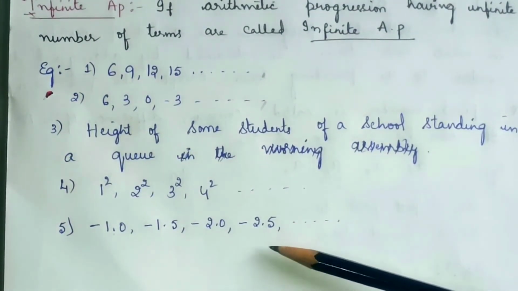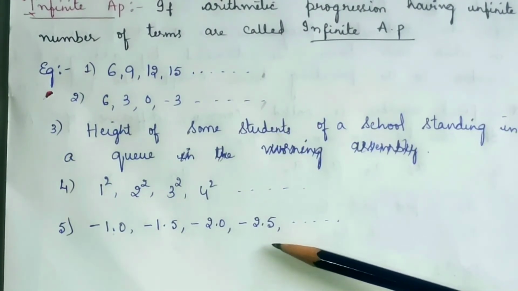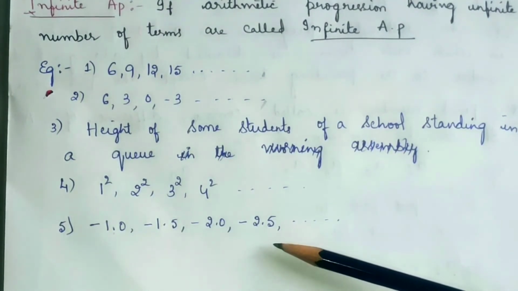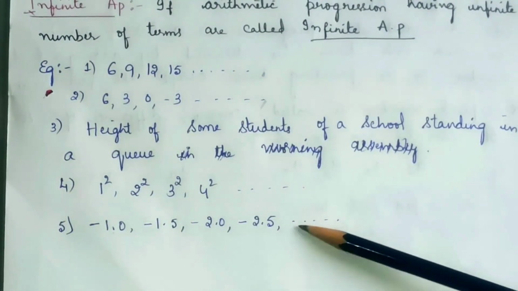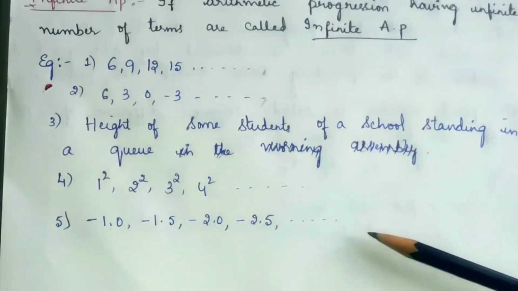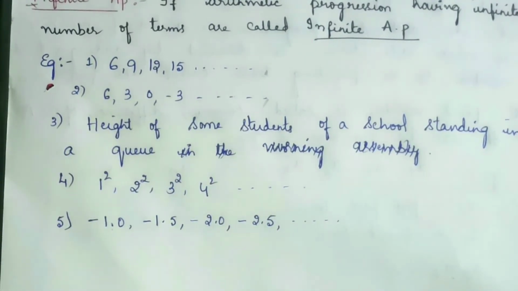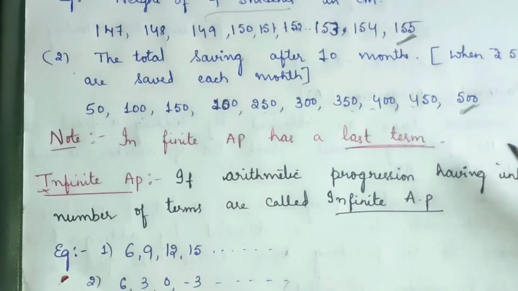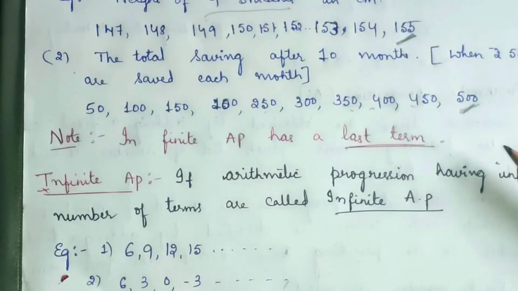And when you go for the next example, minus 1.0, minus 1.5, minus 2.0, minus 2.5. These are the examples for infinite arithmetic progression. In the next session, let us solve some example problems and numerical problems related to arithmetic progression. Thank you.